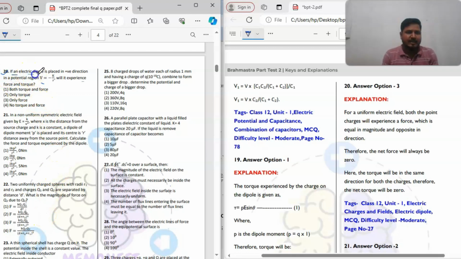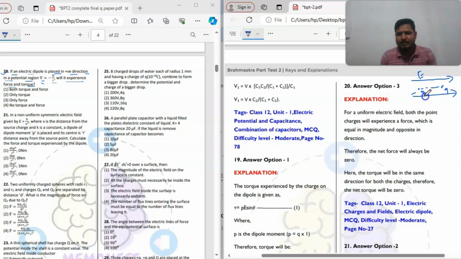If an electric dipole is placed in the positive direction in a potential region V is equal to minus K by R, will it experience a force and torque? So the situation is something like this. This is the electric field, and a dipole is placed in that electric field, plus q and minus q.